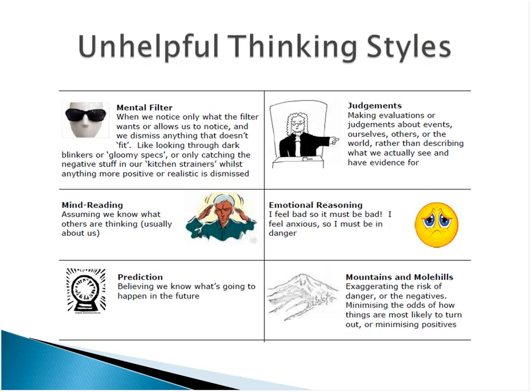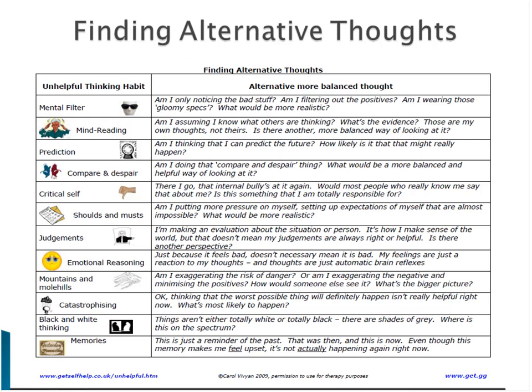And so here we have some unhelpful thinking styles, and this is what I had talked with her a little bit about. So you have mental filter, judgment, mind reading, emotional reasoning, prediction, and then mountains and molehills. And so I really felt that she had a couple of these filters that weren't helpful for her. Mountains and molehills, absolutely. She seemed to really spend a lot of time on that. And so what we ended up doing is finding alternative thoughts, okay? So this is what we have here.